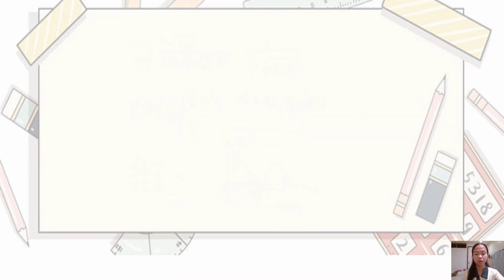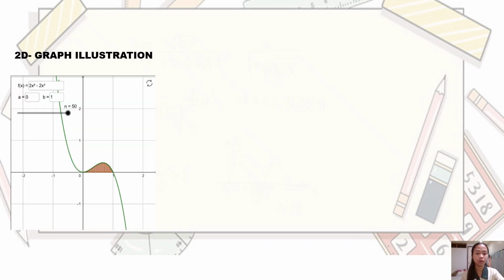We have here an illustration of the 2D graph, the generated solid, and the real life solid. So this is the illustration of our 2D graph. So this one is 2x squared minus 2x cubed. As you can see, it does not look like a half cucumber. So our a is 0, which is the lower limit, and our b is 1, which is the upper limit.